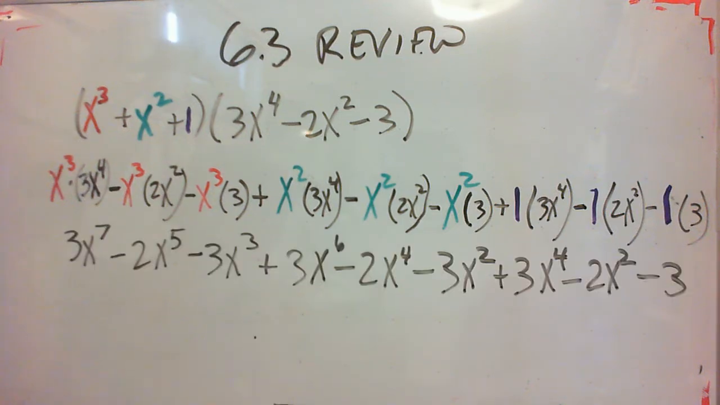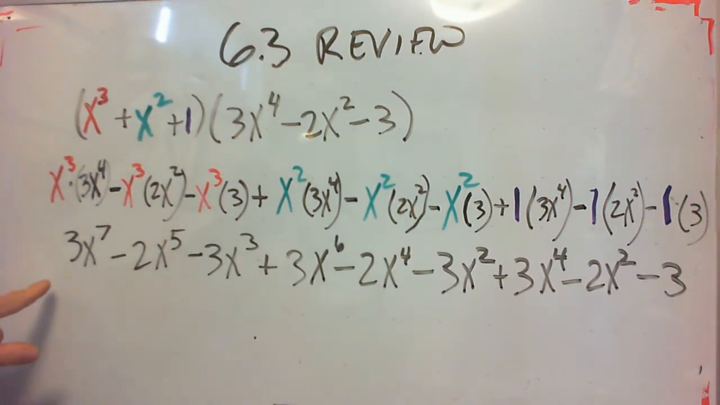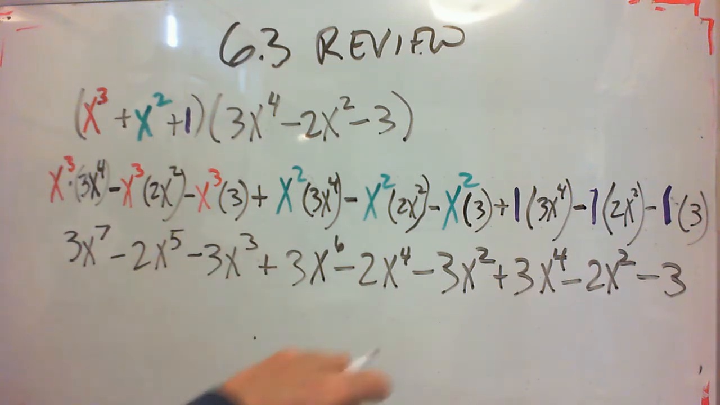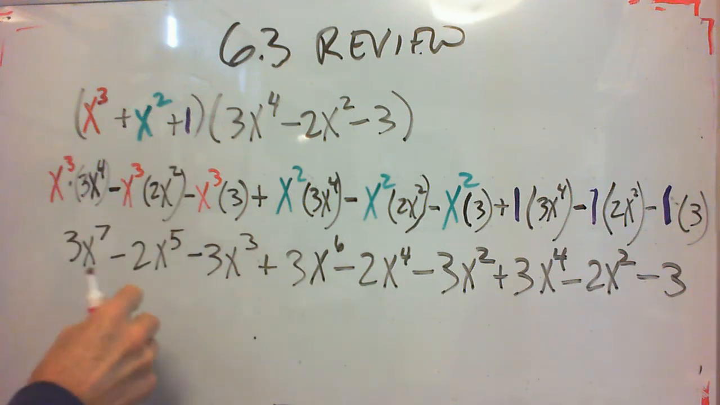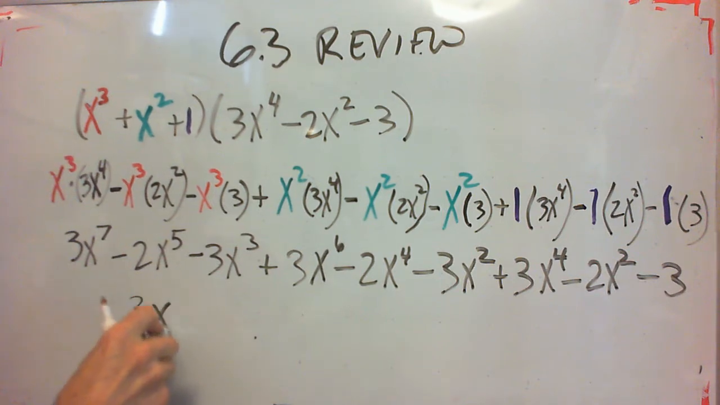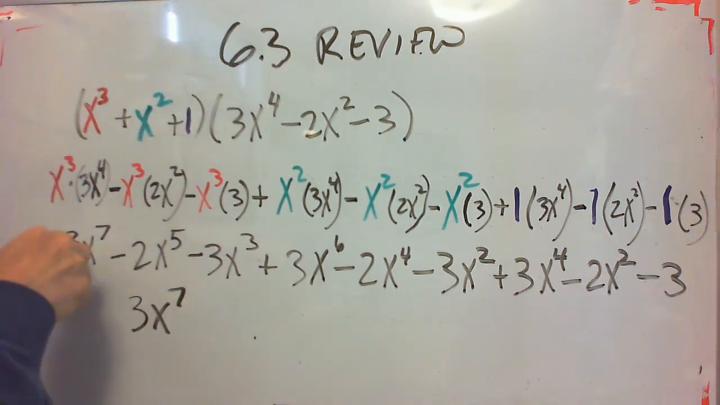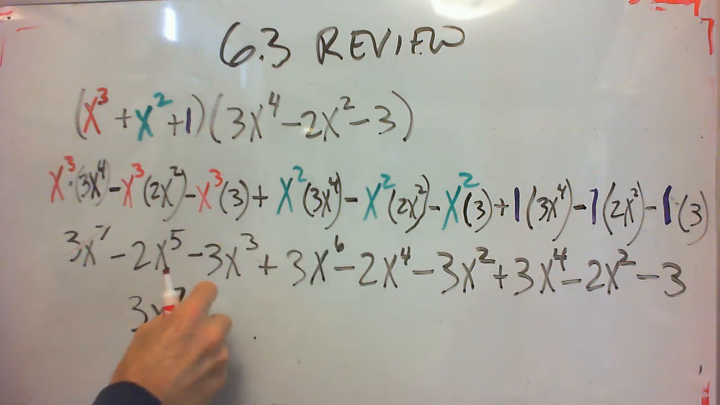I've listed all 9 products. Now here's a little trick you can do. We get all these products and these powers. A way to combine the like terms and not double count something is just cross them off after you list them off. So we have 1x to the 7th term. We have 3x to the 7th. We have a 3x to the 6th.